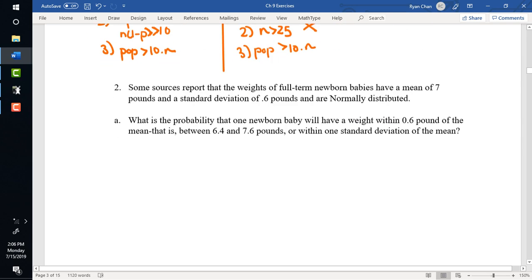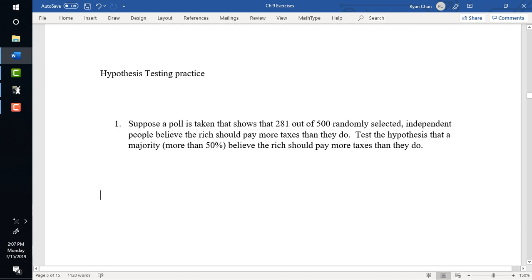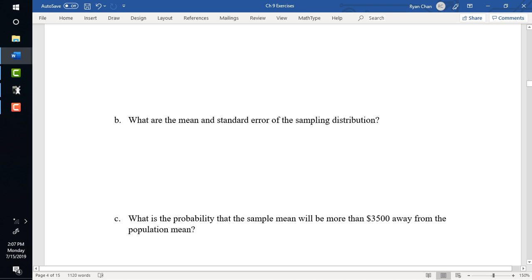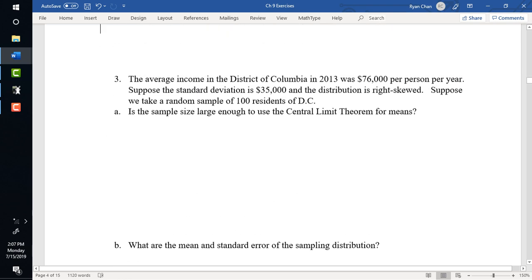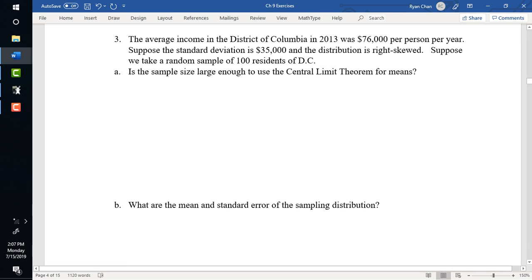So let me show you one last example. Let's look at this one here. This is the last problem for section 9.2. The average income in the District of Columbia in 2013 was $76,000 per person per year. Suppose the standard deviation is 35,000 and the distribution is right skewed. Suppose we take a random sample of 100 residents of DC. Okay, so this is what we're going to do.